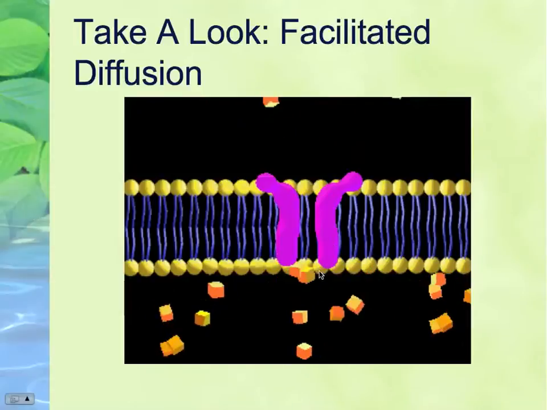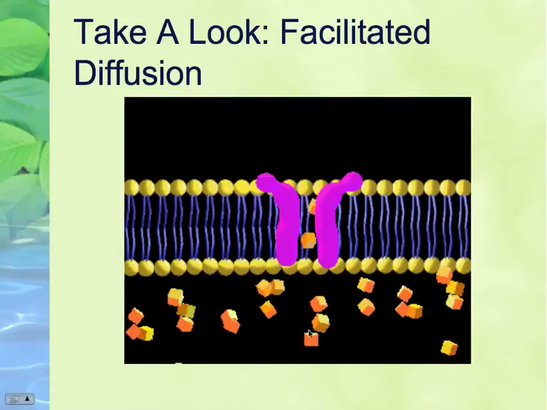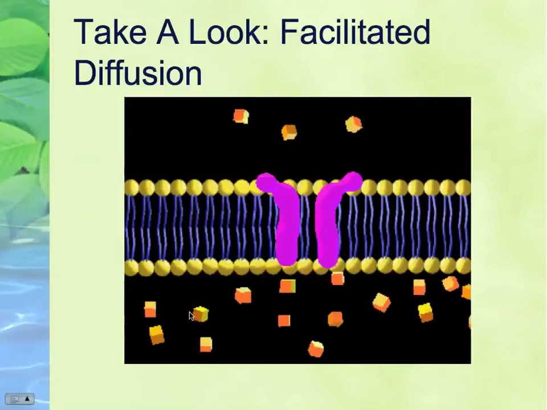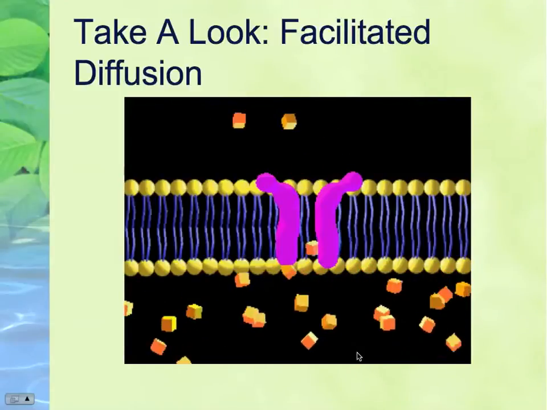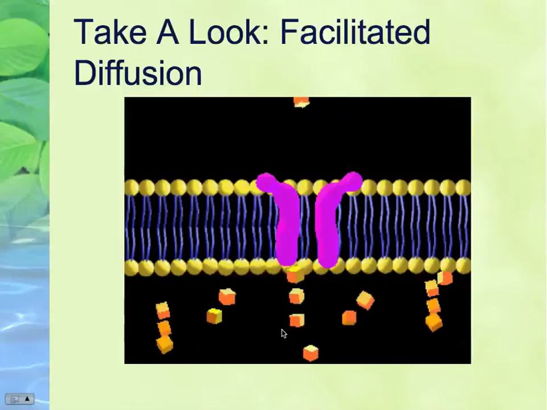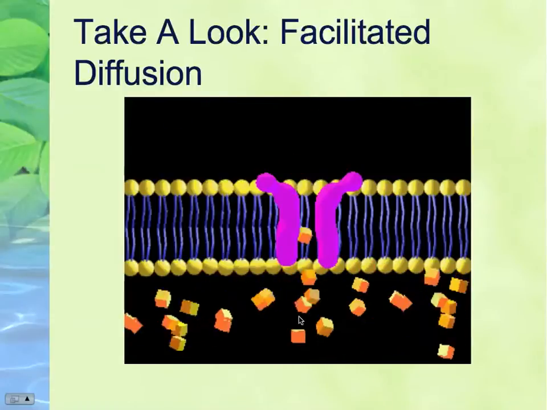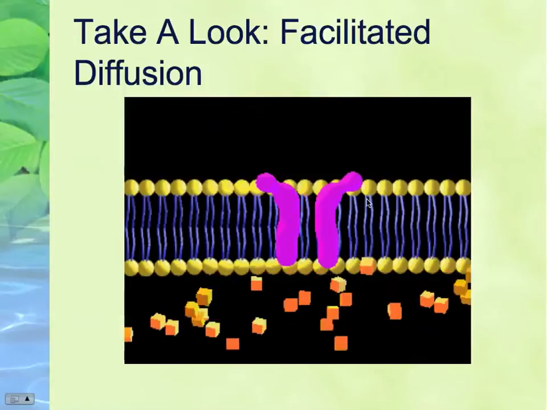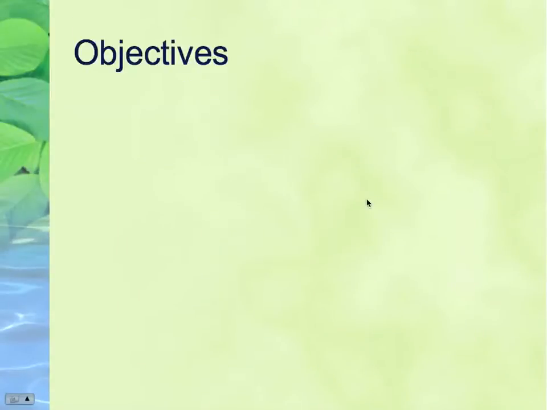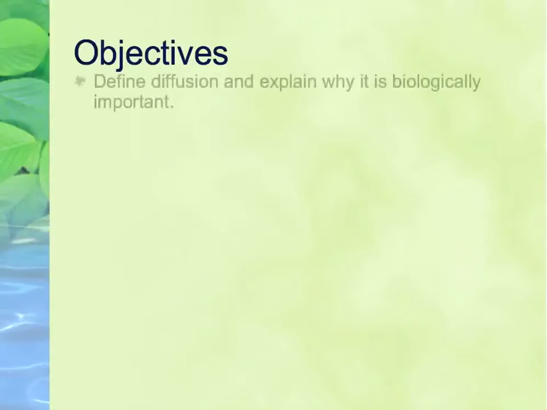Now, why are they moving in the upward direction instead of the downward direction? Because the concentration is higher here, down at the bottom, than it is up here at the top. And remember, diffusion tells us that things go from an area of high concentration to an area of low concentration. It's like magic. All right, so let's take a look at our objectives and see what we learned.